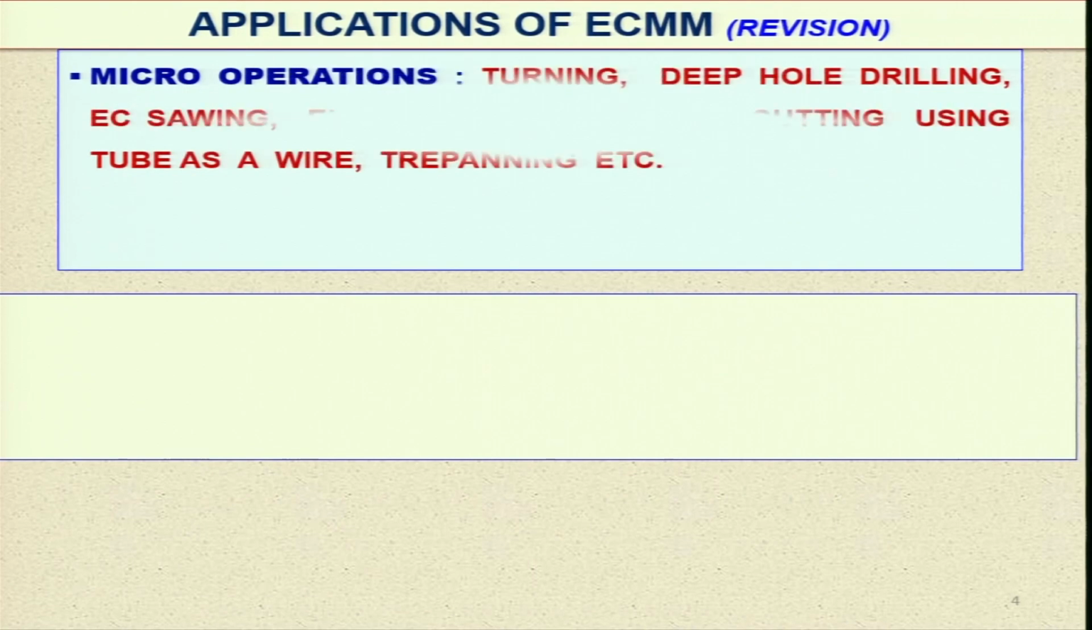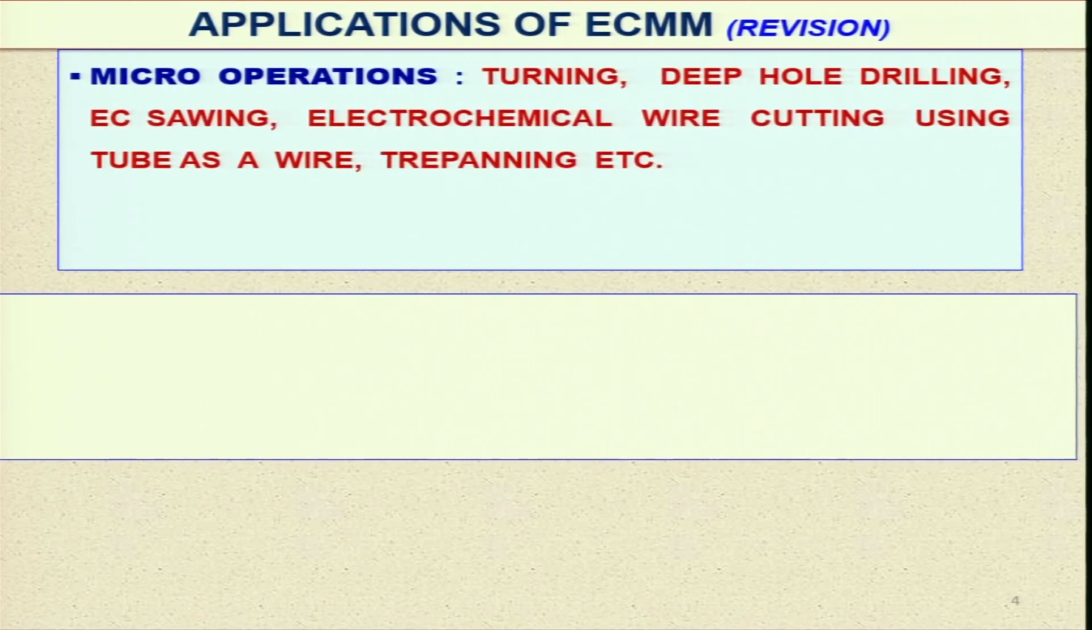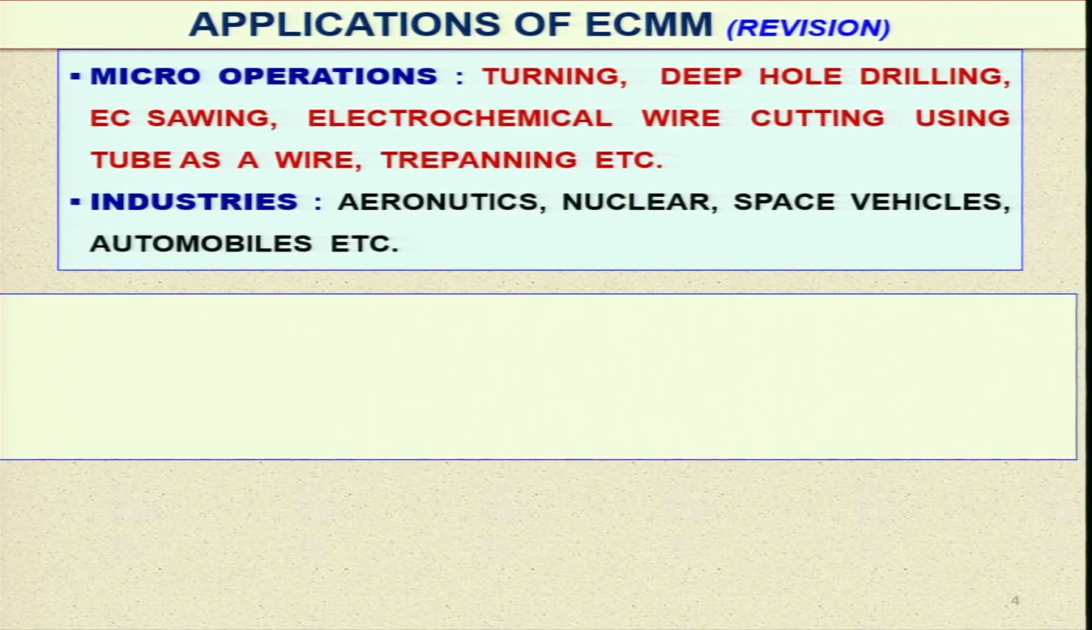Applications of ECMM, what we have done. Micro operations we have already seen, like micro turning, micro dipole drilling, micro electrochemical sewing, electrochemical wire cutting, tube as a wire, trepanning, etc. Industries that use this particular process are aeronautics, nuclear, space vehicles, automobiles, etc.